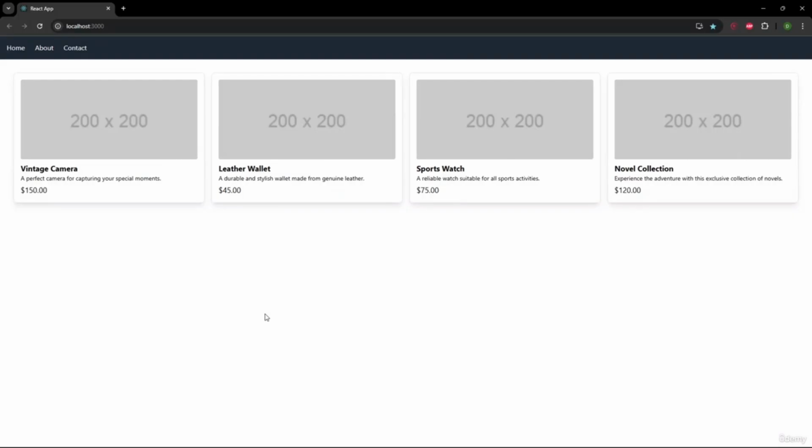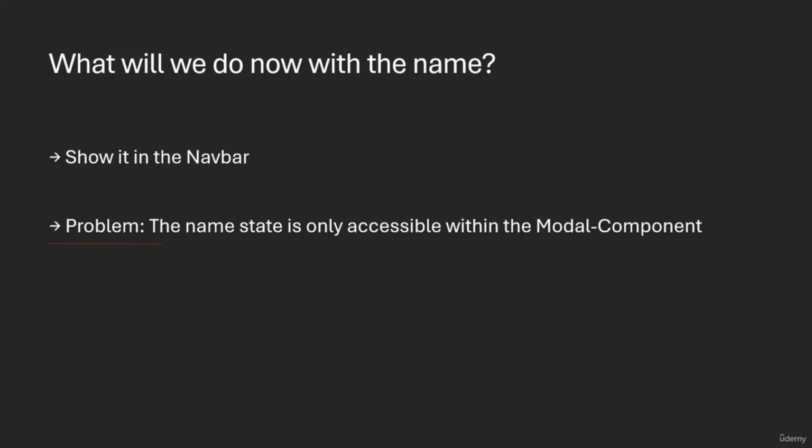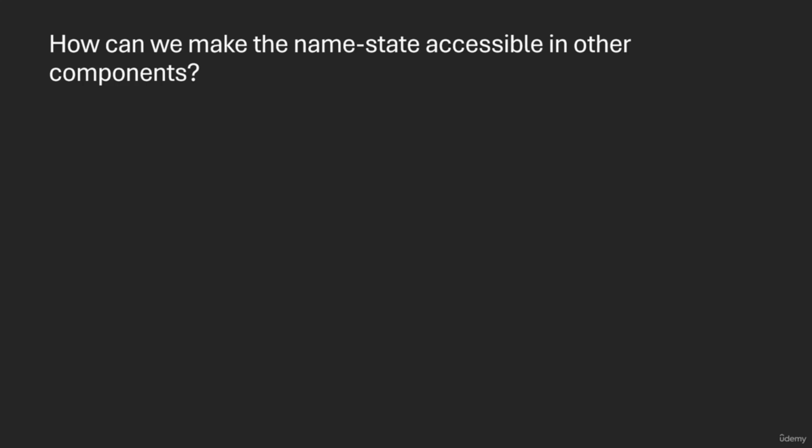Let's say, for example, we would like to show the name here in the navbar and say something like, hello, John. The only problem with that is that currently we can only access the name state inside the modal component. We couldn't, for example, show the name in the navbar because it is in another component. So how can we make the name state accessible in other components?